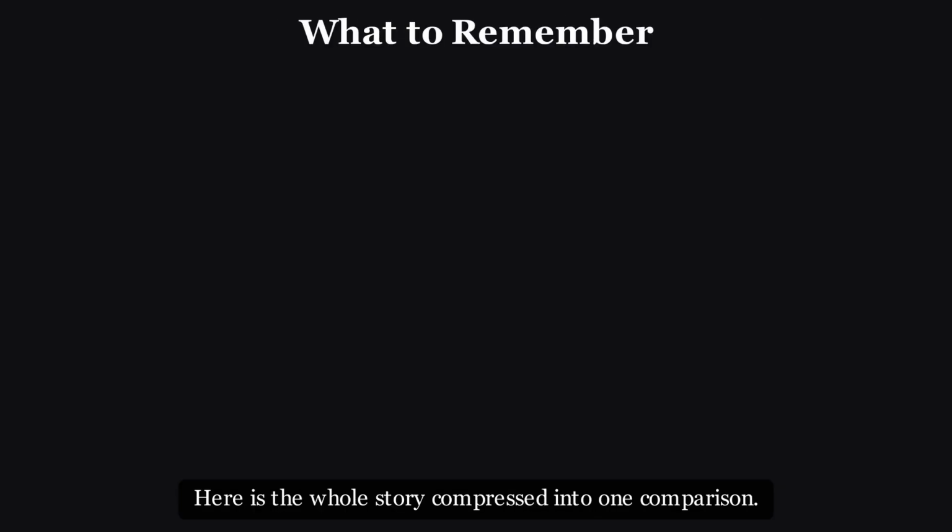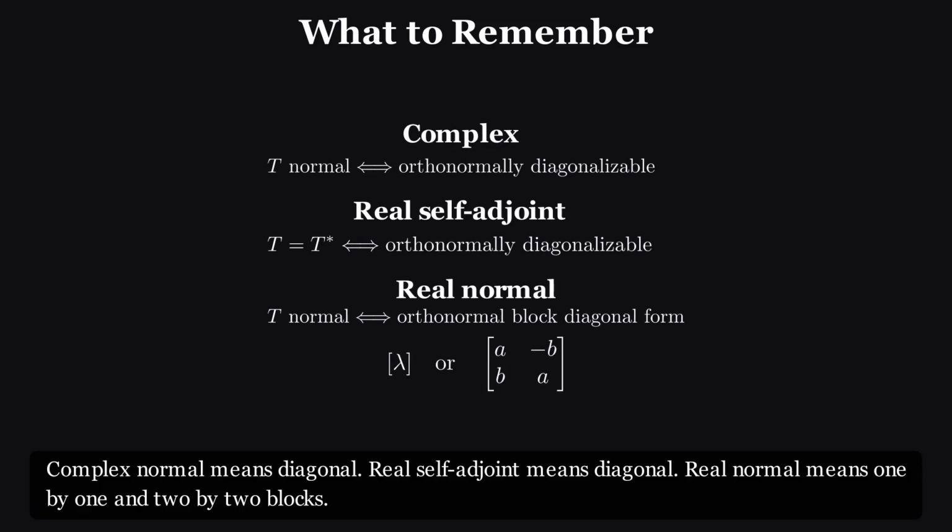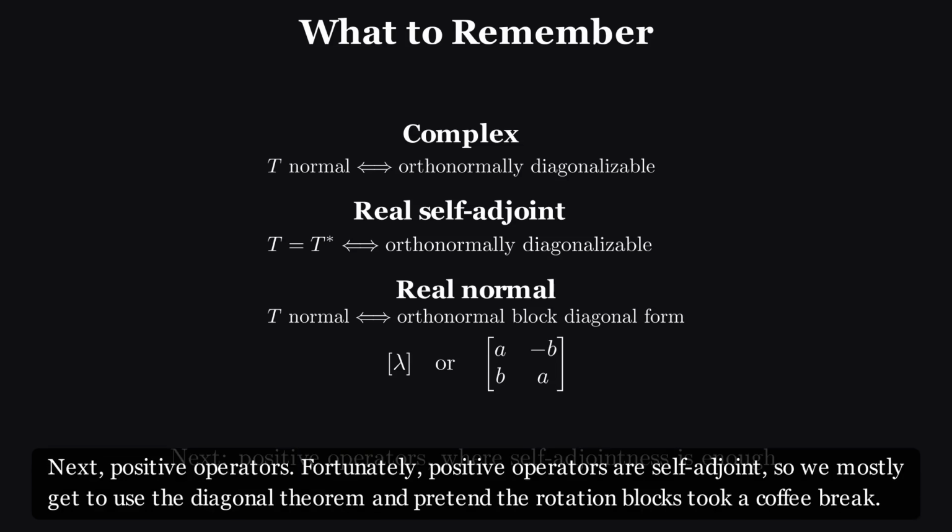Here is the whole story compressed into one comparison. Complex normal means diagonal. Real self-adjoint means diagonal. Real normal means 1 by 1 and 2 by 2 blocks. Next, positive operators. Fortunately, positive operators are self-adjoint, so we mostly get to use the diagonal theorem and pretend the rotation blocks took a coffee break.